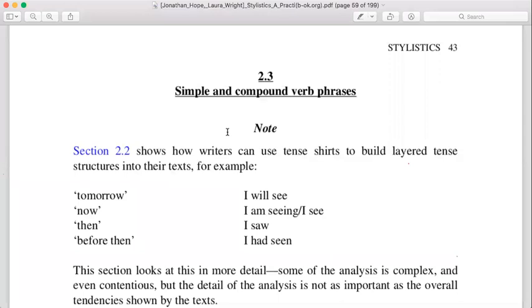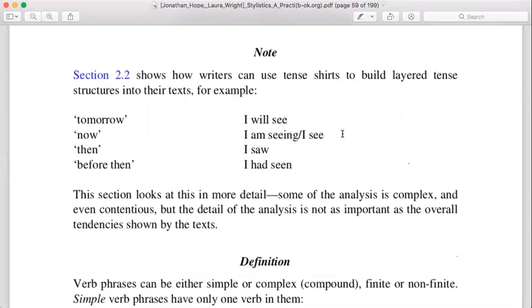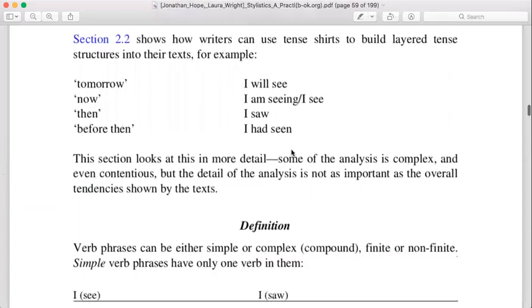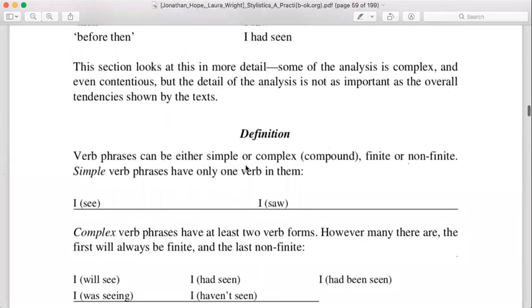Simple verb phrases have a main verb, right? Whereas compound verb phrases come with an auxiliary. Okay. For instance, "For tomorrow, I will see." Okay. "I'm seeing," "I see." In "I see," "see" is the simple one, and "I'm seeing" is a little complex, or you can say compound. So verb phrases can be either simple or complex, which can also be called compound. Other than that, they can be finite or non-finite.